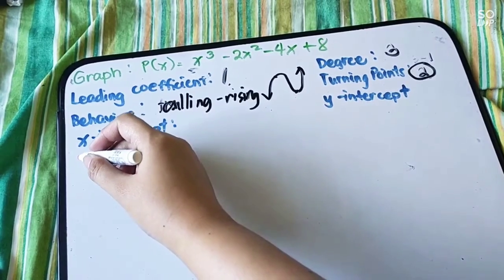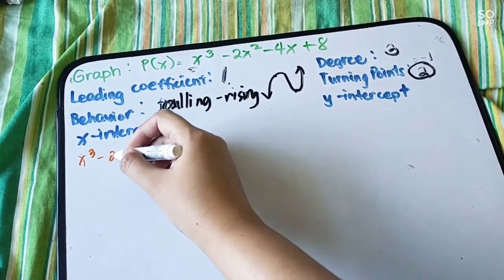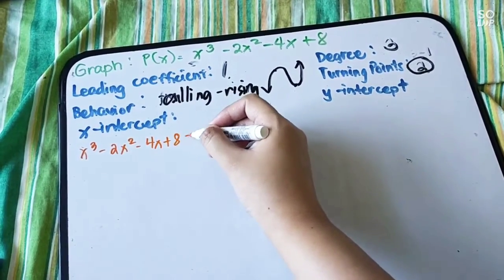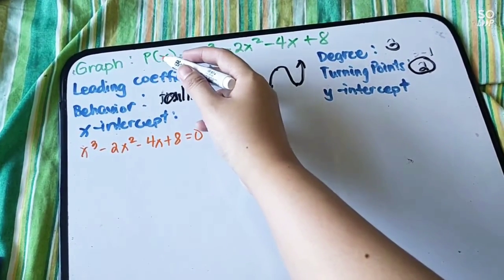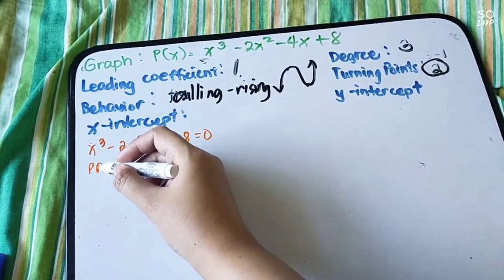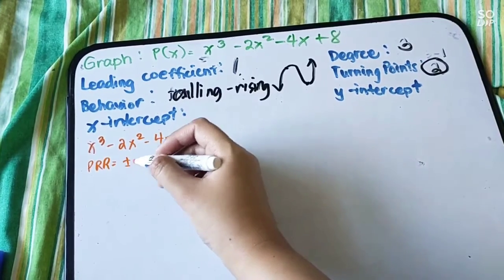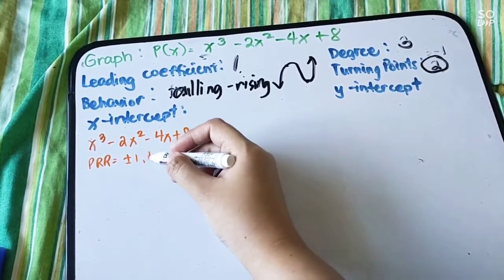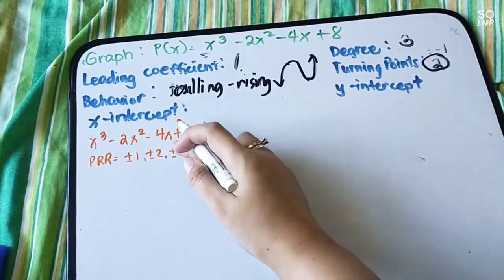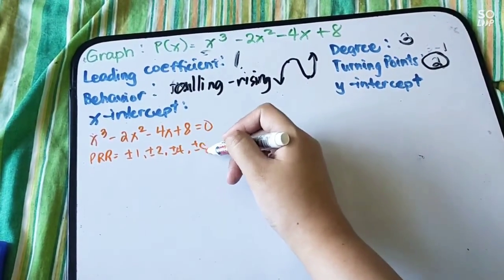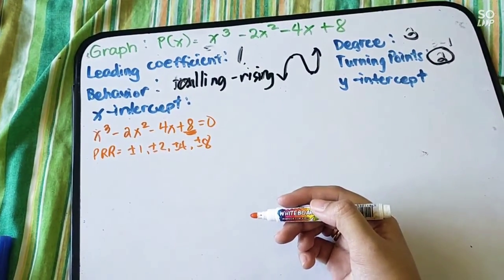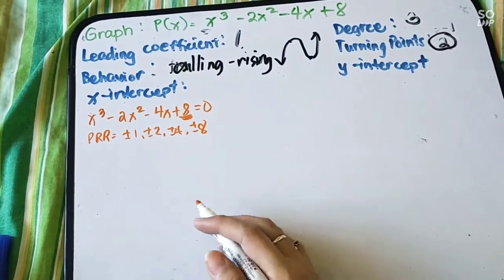So, we have here x cubed minus 2x squared minus 4x plus 8. So, equate mo lang to 0. Change mo lang yung p of x into 0. Then, ang ating PRR dito ay positive and negative 1, positive negative 2, positive negative 3, positive and negative 4, and positive negative 8. Yung constant term lang. Factors lahat ni constant term ni 8. Okay? Next, let us try.